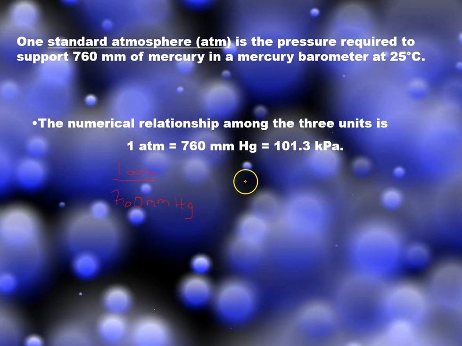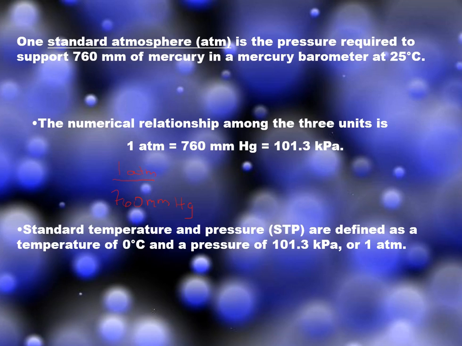Yep, you're right, conversions. And 760 millimeters of mercury is equal to 101.3 kilopascal. But look at this. One atmosphere would also be equal to 101.3 kilopascal. So these are equality statements we can use to convert between the different types of pressure units.